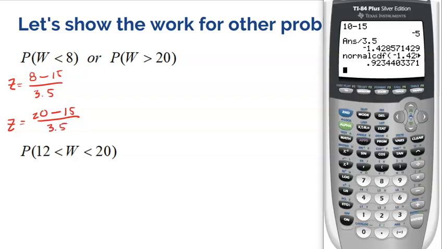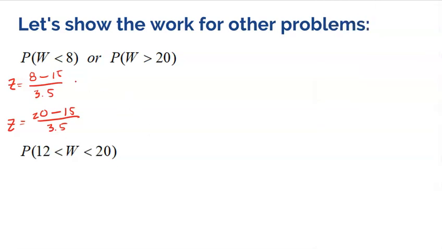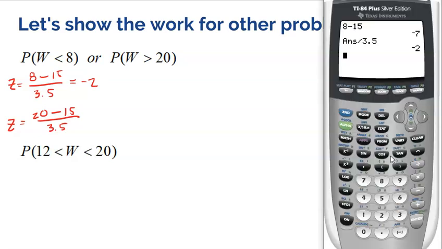So I'm showing my work. Try to be as neat as possible. Make it legible. So here we go. 8 minus 15. Do the top first. Divide it by 3.5. That's -2. And that works out nice when they're whole numbers, right? You don't have to worry about rounding. Then I'm going to do 20 minus 15, divided by 3.5 as well. And that works out to be 1.4286.